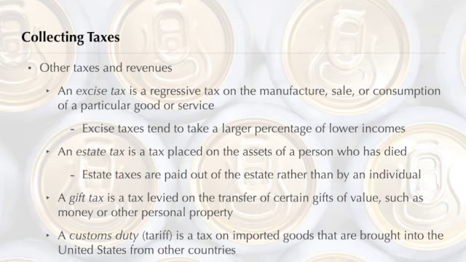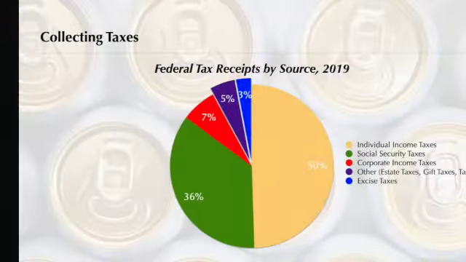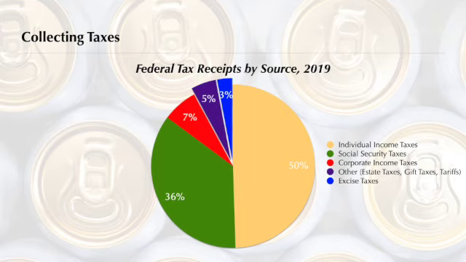A customs duty is a tax on imported goods that are brought into the United States from other countries. A customs duty is also referred to as a tariff. Excise taxes, estate and gift taxes, and customs duty represented another 6% of all federal tax revenues in 2019.